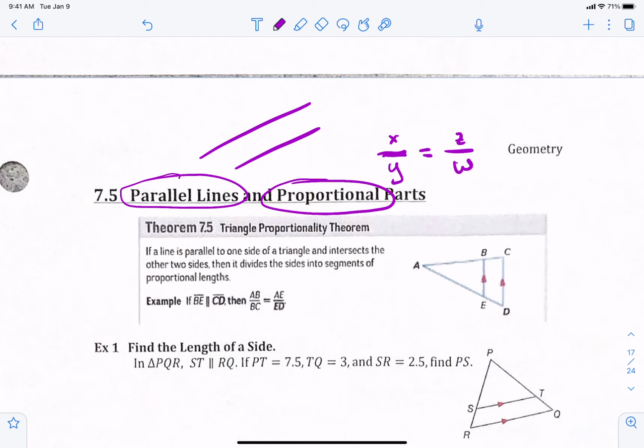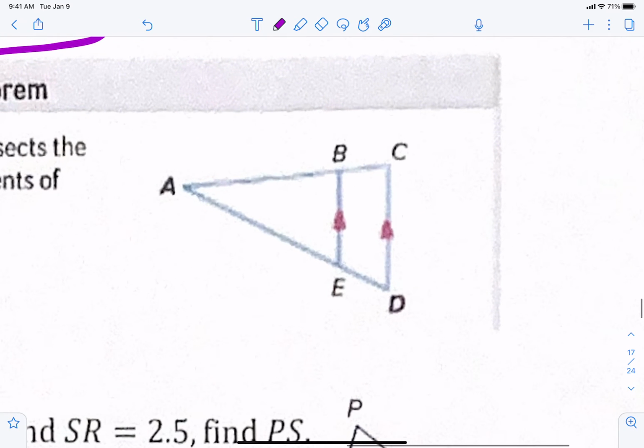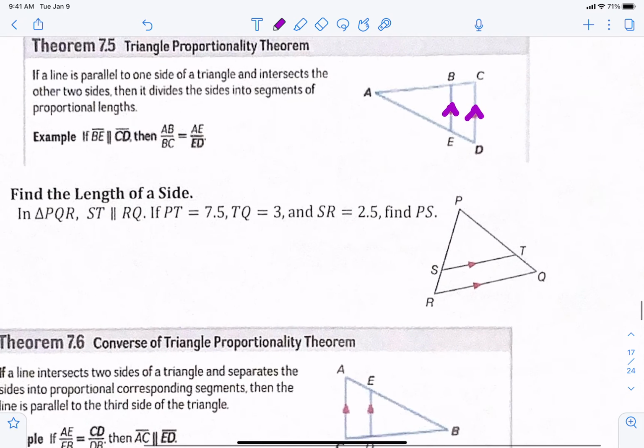AB over AE equals BC over BD, right? I got it wrong. So it's going to involve parallel lines. What tells you in this diagram that those things are parallel? These little arrows are going to be the key symbols that tell you those things are parallel to each other. Let's go through and label this.